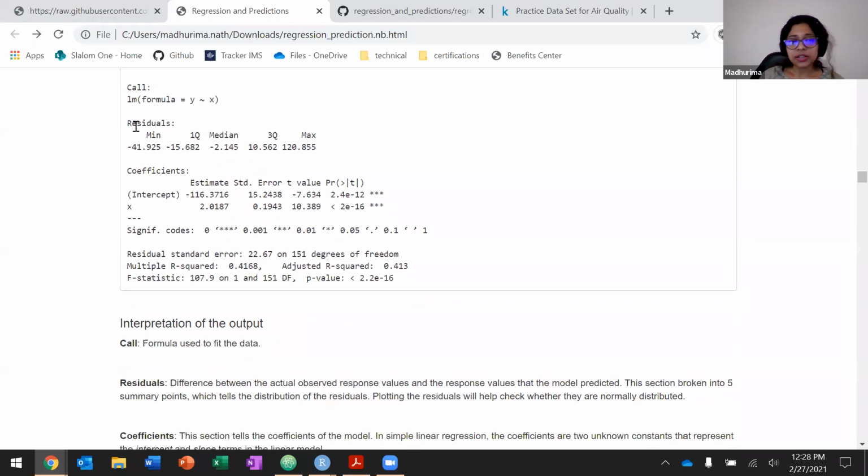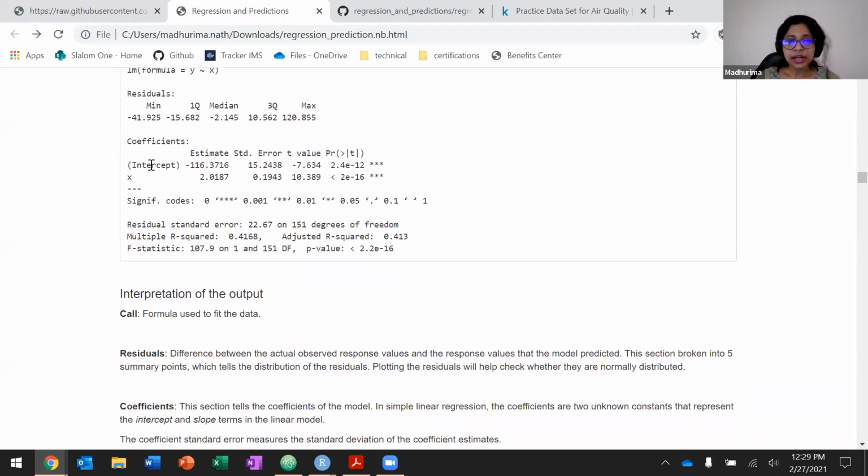The next section is called residuals. Residuals are the difference between the actual observed response variable, that is actual y, versus the y that my model lm predicted using this formula. This section is broken down into 5 points: minimum, first quartile, median, third quartile, and the maximum value. So it's actually telling me how these residuals are distributed. Again, I'll show you what these residuals look like when plotted, and we can relate it to the assumptions in some time.